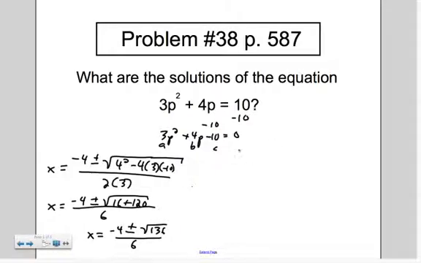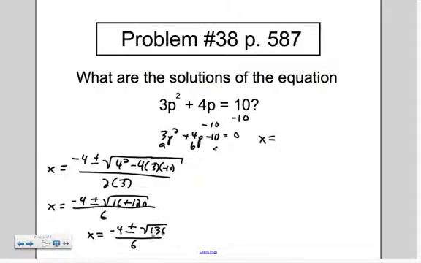Now at this point you have two options, and you have to look carefully at the directions. The directions will either say to put it in reduced radical form or to put it in decimal form, maybe to the nearest hundredth. In this case it doesn't say, so we're going to look at both.